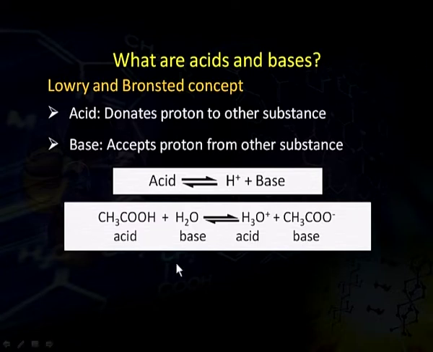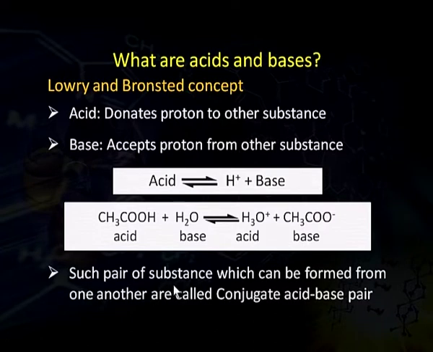In the acetic acid and water case, we see that acetic acid gives a proton which is taken up by the water to form hydronium ion. Hydronium ion is nothing but simply water plus proton, and the second thing which remains is the acetate ion, which is a base. Such a pair of substances which can be formed from one another is called a conjugate acid base pair. In the case of acetic acid, acetic acid is giving a proton, and after giving a proton, acetate ion remains.